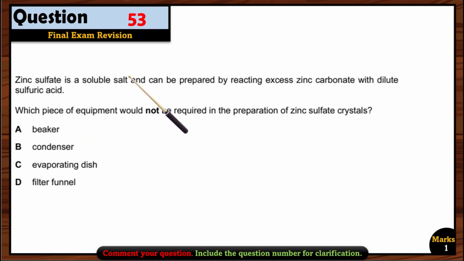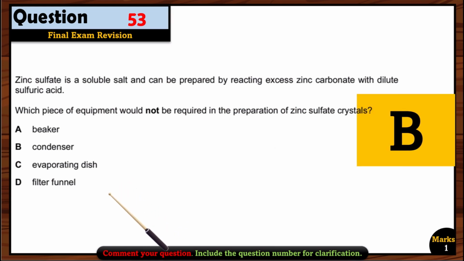Question 53. Zinc sulfate is a soluble salt and can be prepared by reacting excess zinc carbonate with dilute sulfuric acid. Which piece of equipment would not be required in the preparation of zinc sulfate crystals? Okay, so now we are using the excess method because one of our reactant is insoluble. So beaker, yes, because we are preparing the reaction mixture, so we need the beaker. Condenser, no, we don't need any condenser over here. Evaporating dish, yes, we need because we have to do the crystallization method, right? And filter funnel, of course, we need it because we will separate the zinc carbonate. So a condenser is not the equipment that we need. So that's why option B is the right option here.